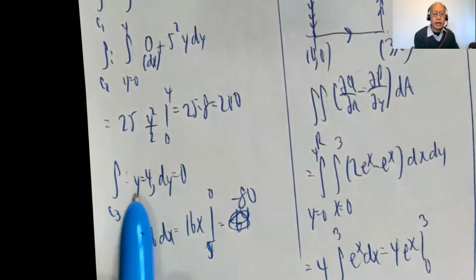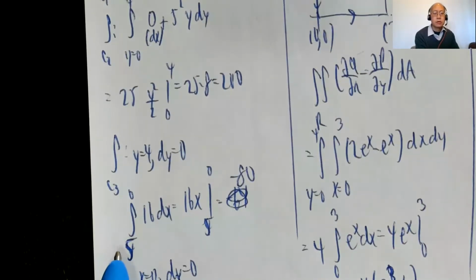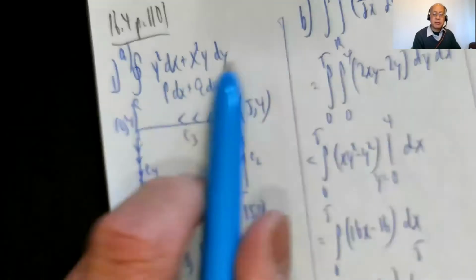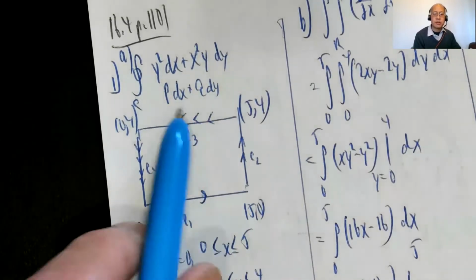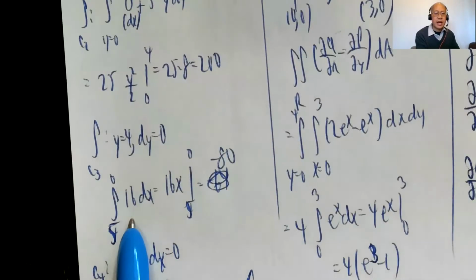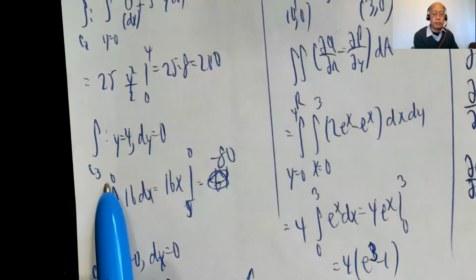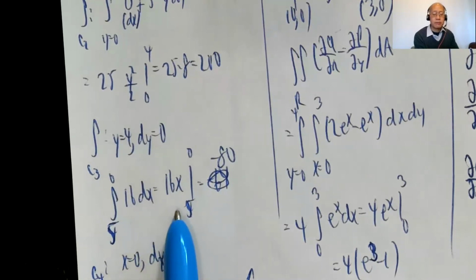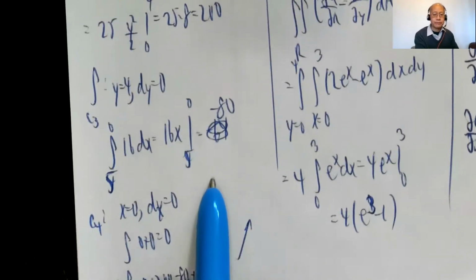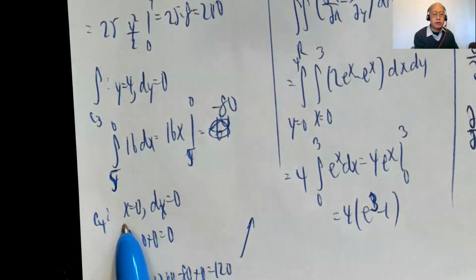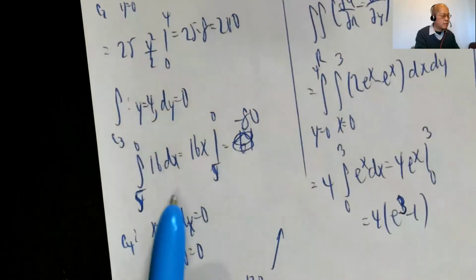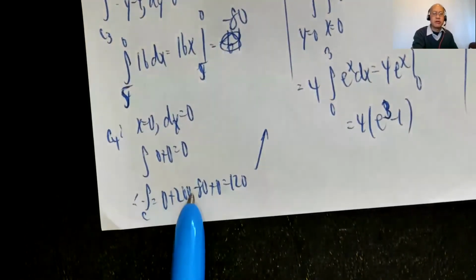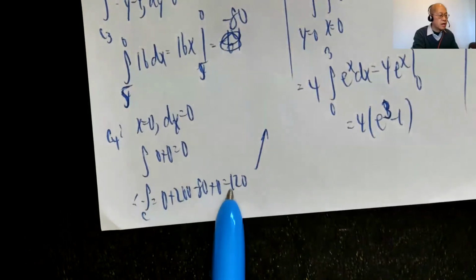C3, y is 4, that means dy is 0. So the integral of this part is 0 because dy is 0. y squared is 4 squared, 16, dx. And you're integrating from 5 to 0. You're going backwards. Okay, so 16x from 5 to 0, that comes out to be negative 80. And C4, x is 0, that means dx is 0. So x is 0, that's 0. dx is 0, that's 0. So you end up with 0. So the grand total along the curve C is what you got for C1, C2, C3, and C4: 0, 200, negative 80, and 0. Comes out to be 120.